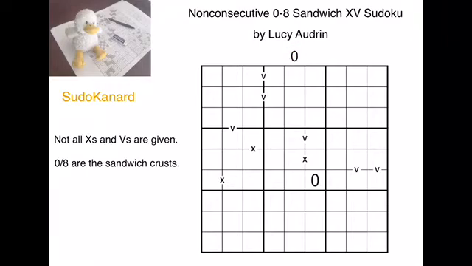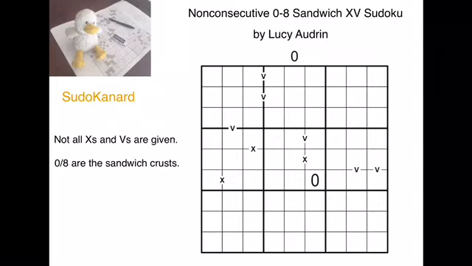There's only one sandwich that is given actually, which has 0 and 8 as sandwich crust, which means basically that in this column 0 and 8 are next to each other. And it has the non-consecutive constraint, which is a very strong constraint. Actually, I've never managed to construct one non-consecutive puzzle just by hand.